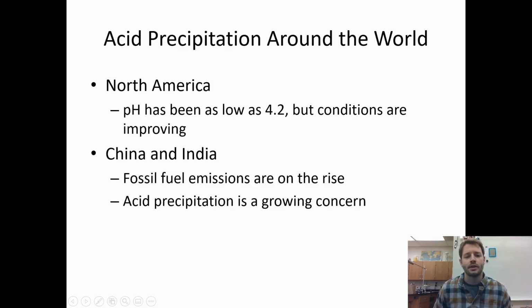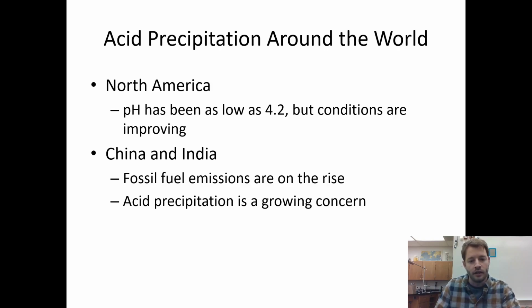Acid precipitation is going to vary depending on the region, because the air quality varies depending on the region. So in North America, pH has been recorded as low as 4.2, but conditions are improving because we are largely past our industrial revolution phase of our country. Therefore, air quality is getting better as we move away from manufacturing.